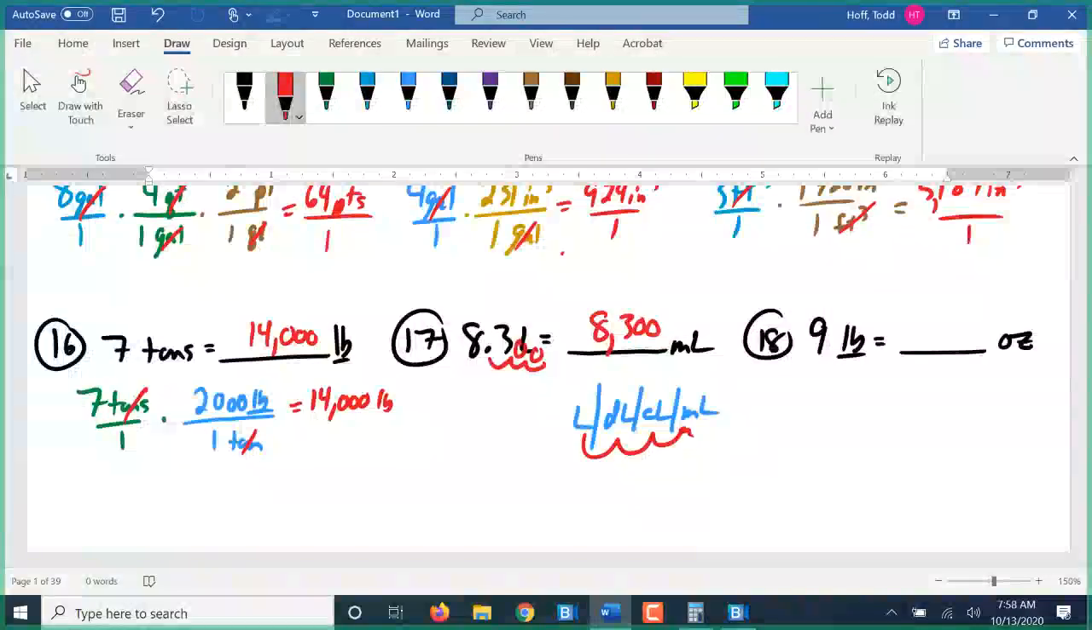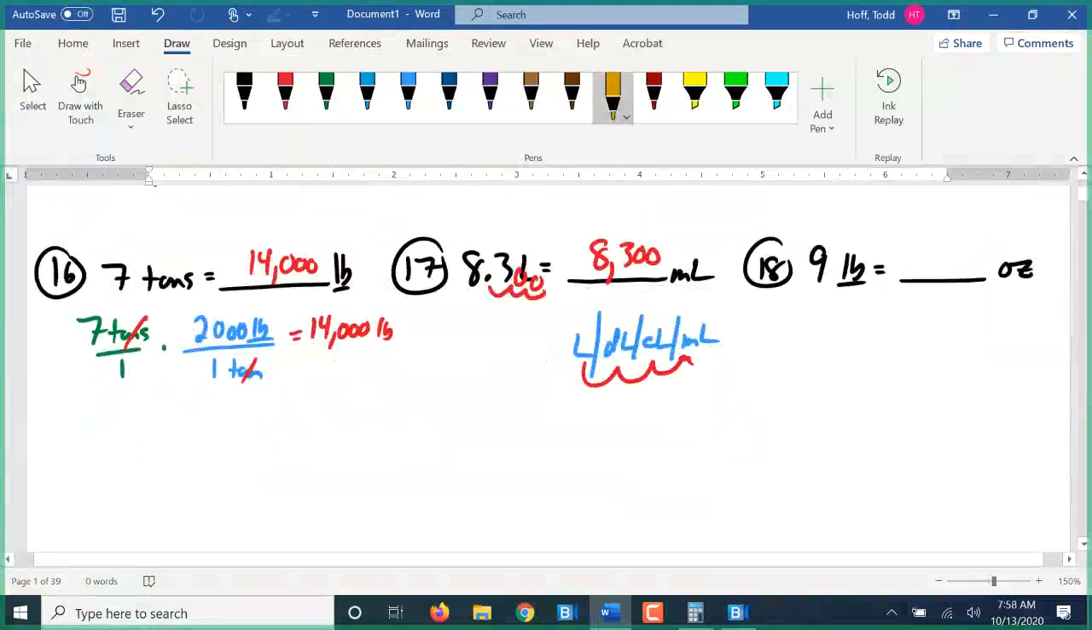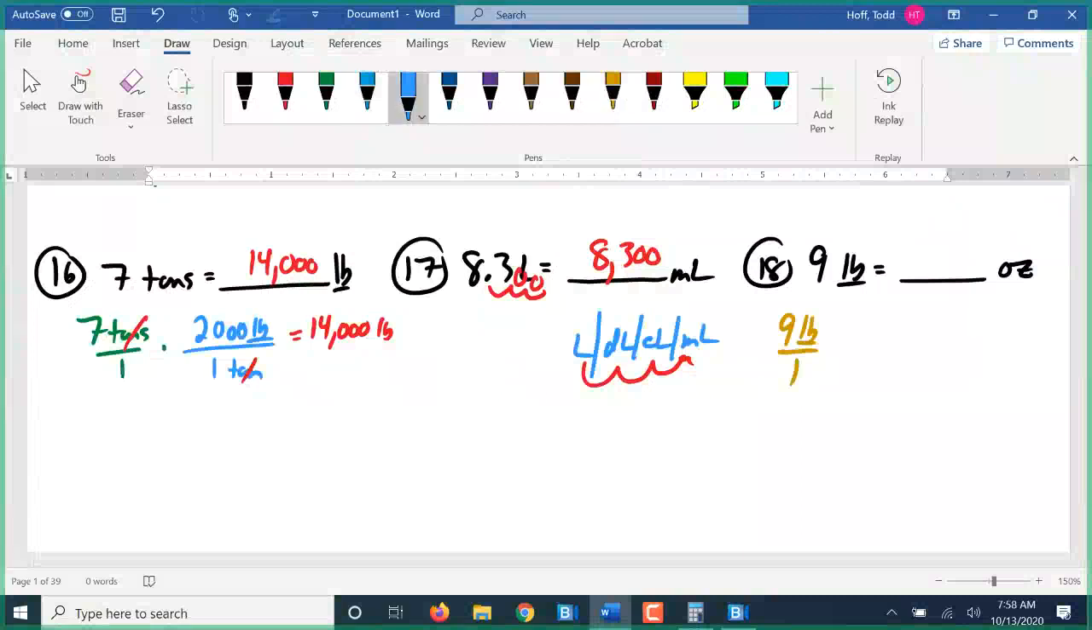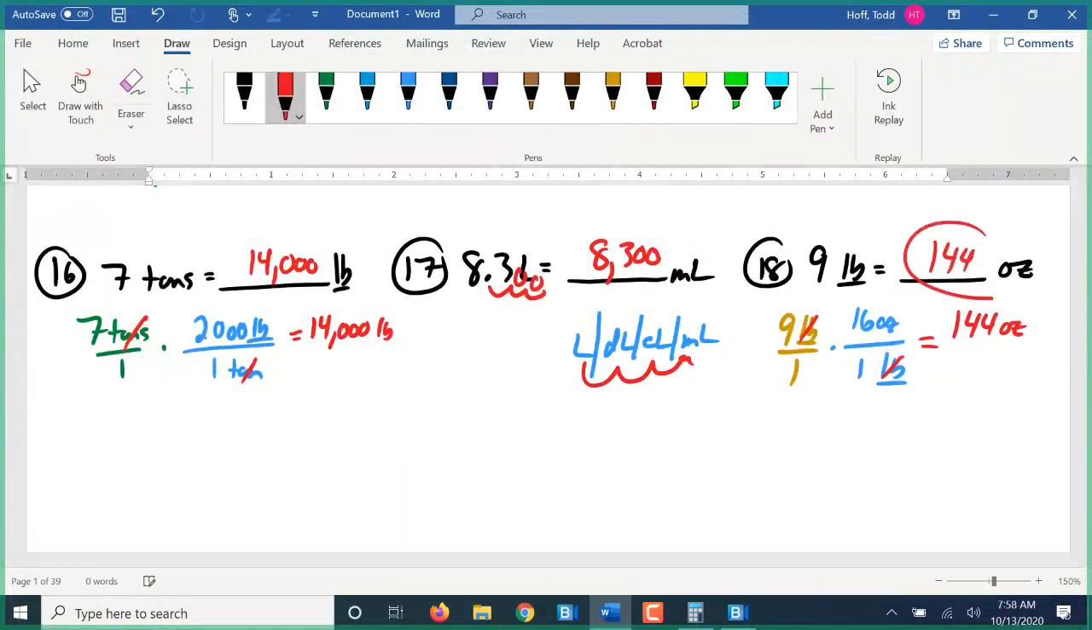Finally, number 18, 9 pounds going into ounces. Put pounds on bottom. 1 pound is 16 ounces. Pounds cancel out. 9 times 16 is 144 ounces. Any questions on either of those? Okay.